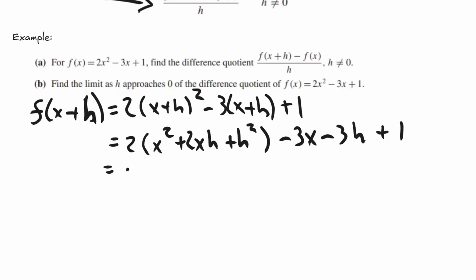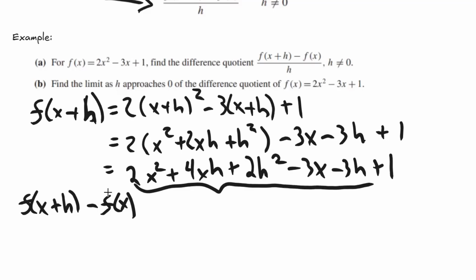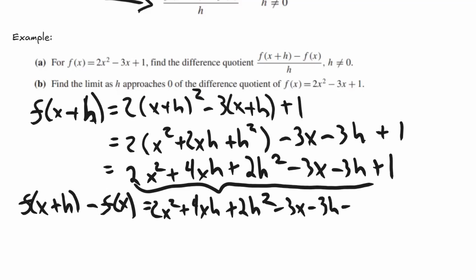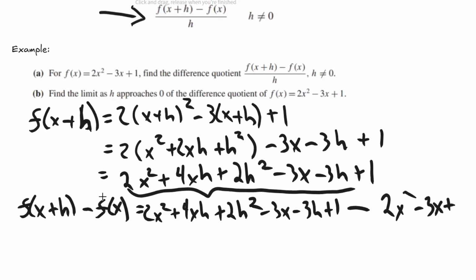We have to distribute this too, so now there are no like terms in that expression. The numerator of the difference quotient is f(x + h) - f(x). So we would take all of this and subtract from that what f(x) is. It's 2x squared - 3x + 1. But again, be careful, you're subtracting that whole polynomial, so you want to put it in parentheses.